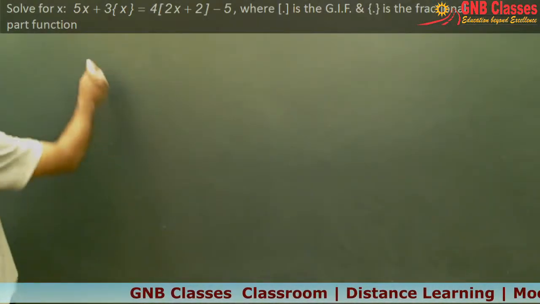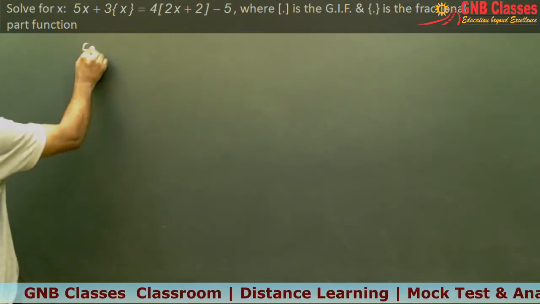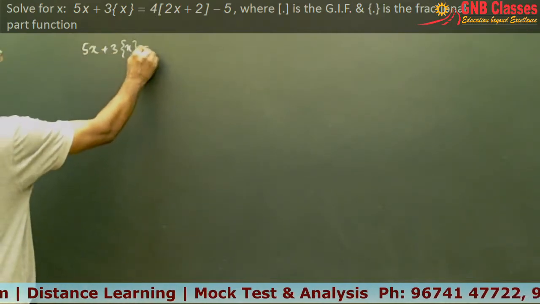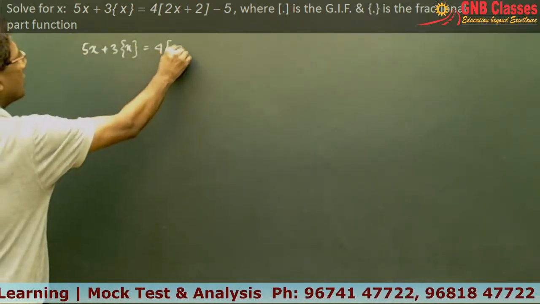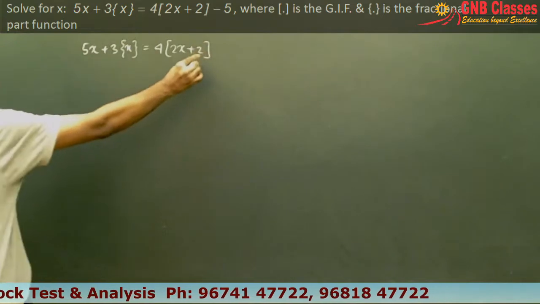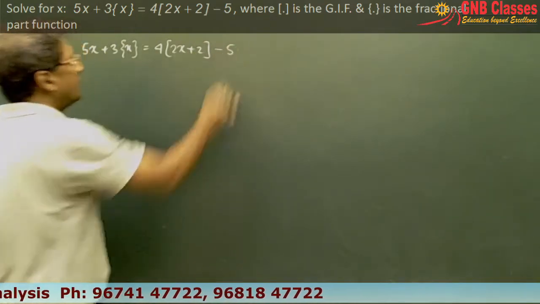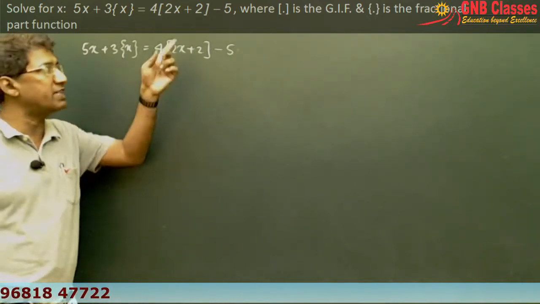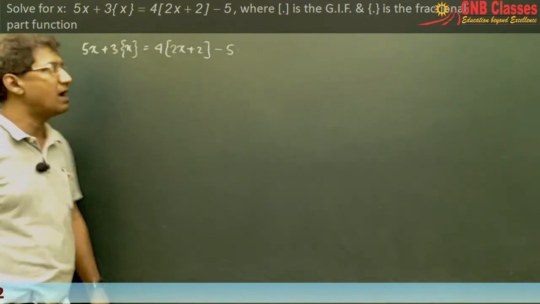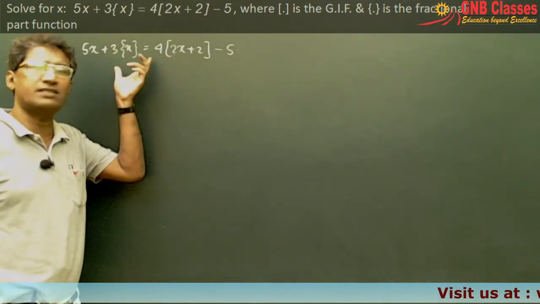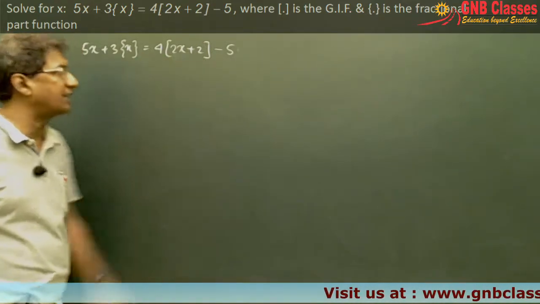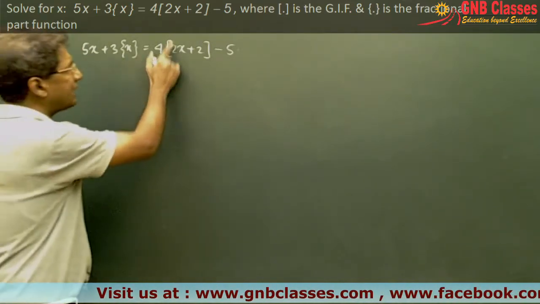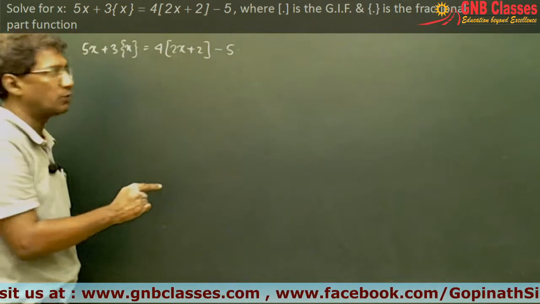Now in this problem they have given us 5x + 3{x} = 4⌊2x + 2⌋ − 5. Is it clear? Again I am telling you, these brackets are special functions because it has already been mentioned in the question. Otherwise I would have considered these brackets as normal brackets. But in this case they are special functions. This is the fractional part of x and this is the box of 2x + 2.